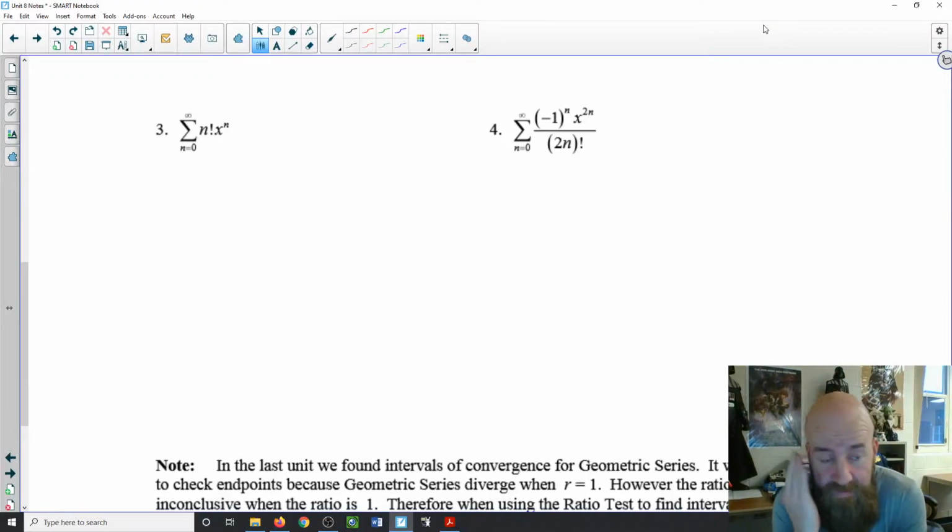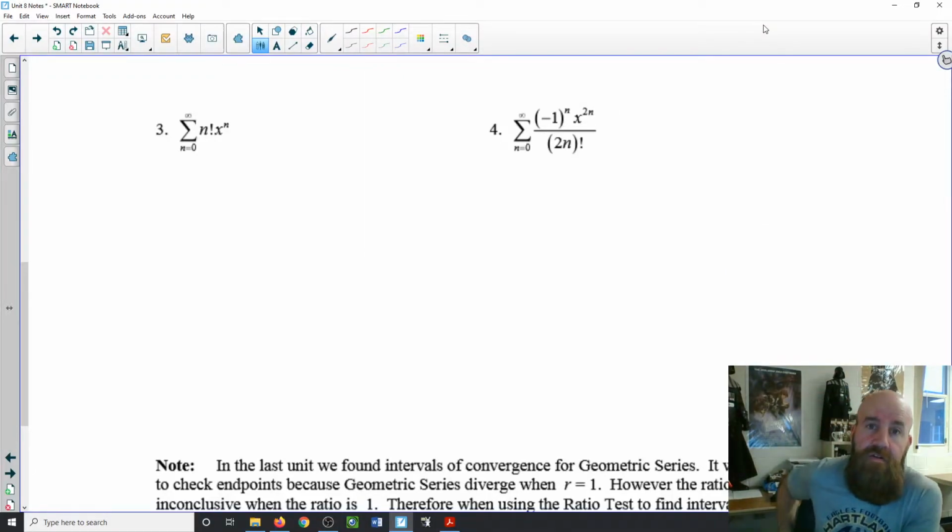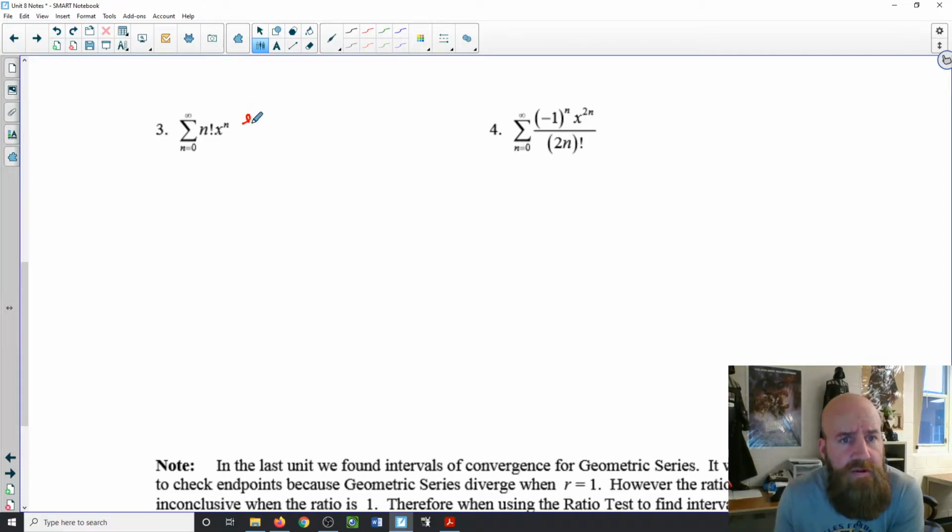So these two examples I wanted to go over because they are special cases. We're going to start off the same way: we're going to set up the limit. We're still doing the ratio test. The way we're doing these intervals of convergence only applies when you do the ratio test.